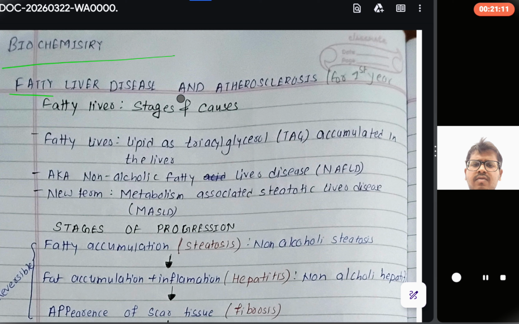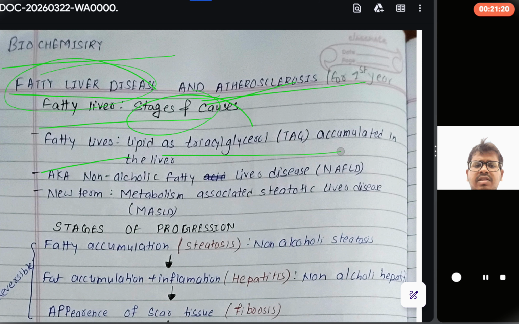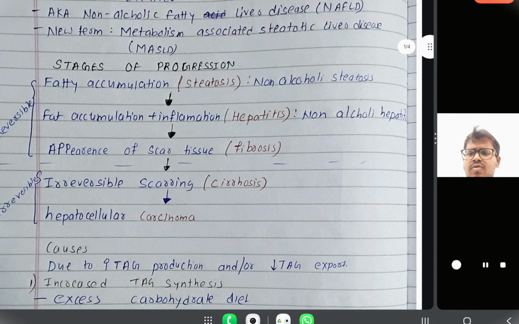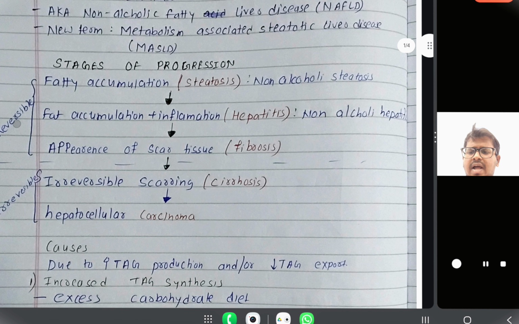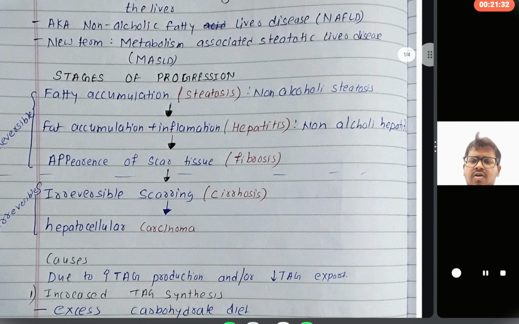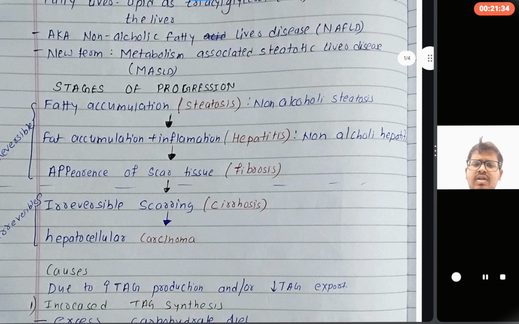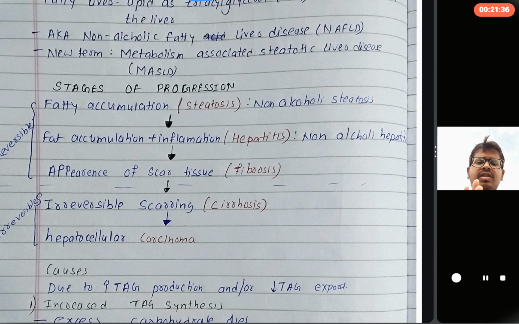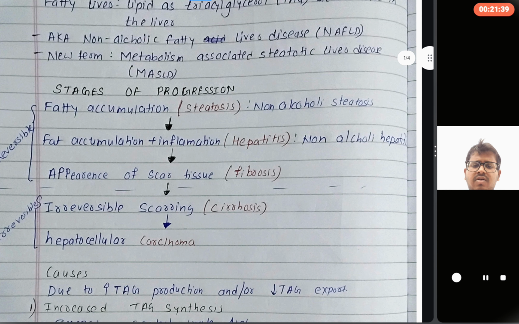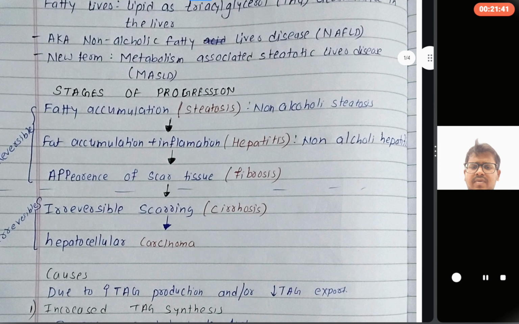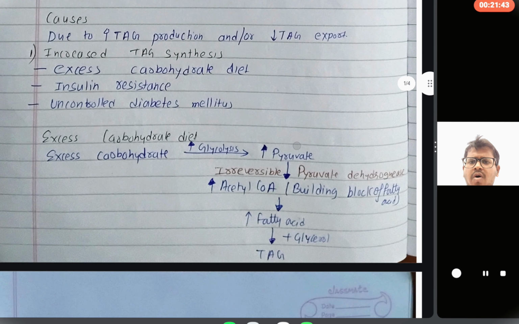In biochemistry we are talking about fatty liver. What is fatty liver? It is accumulation of fat inside the liver. We covered atherosclerosis, and fatty liver stages and causes. Lipids, triglycerol, accumulate in the liver. The stages are divided into two parts, reversible and irreversible. In reversible we have 3 things: steatosis, hepatitis and fibrosis. In irreversible we have cirrhosis.